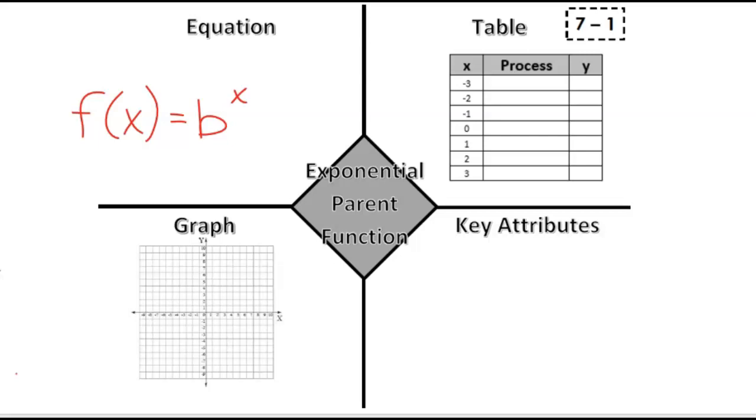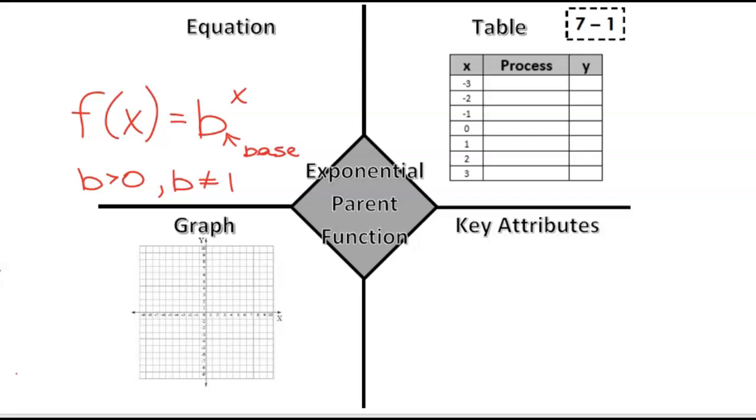So some things about the b. The b value is the base. These are, again, things from last year. The b value cannot be negative, so it needs to be greater than 0. And the other stipulation is that b is not 1.